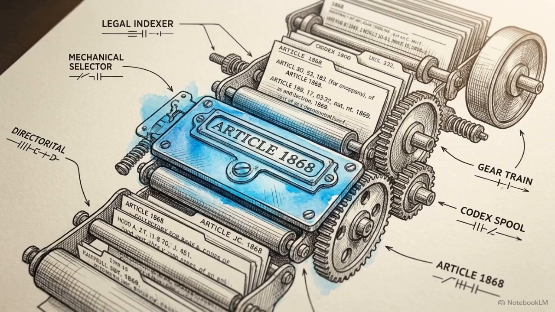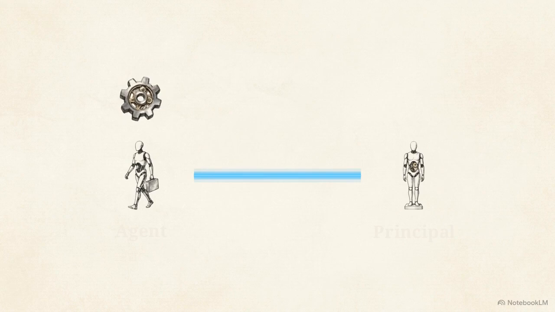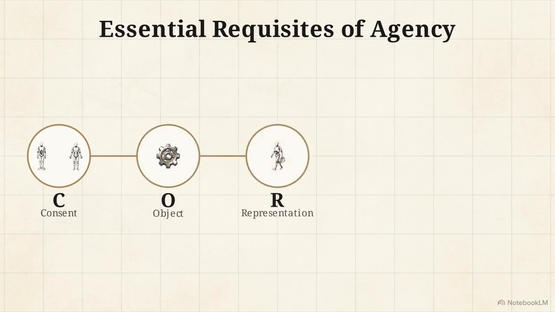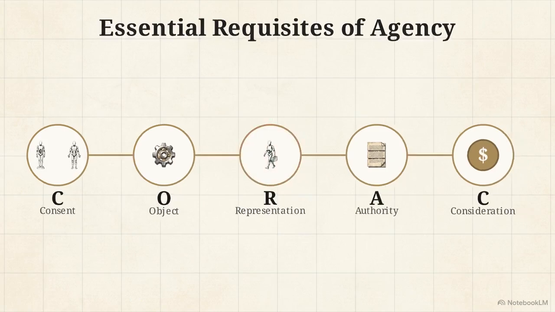Article 1868 establishes the core algorithmic definition. By the contract of agency, a person binds himself to render some service or do something in representation or on behalf of another. The absolute essence here is representation. The formation relies on 5 mandatory pillars: consent, object, representation, authority, and consideration, tracked by the mnemonic CORAC.